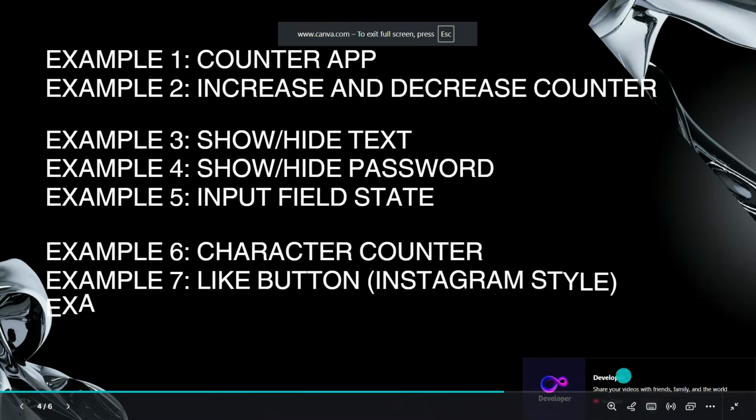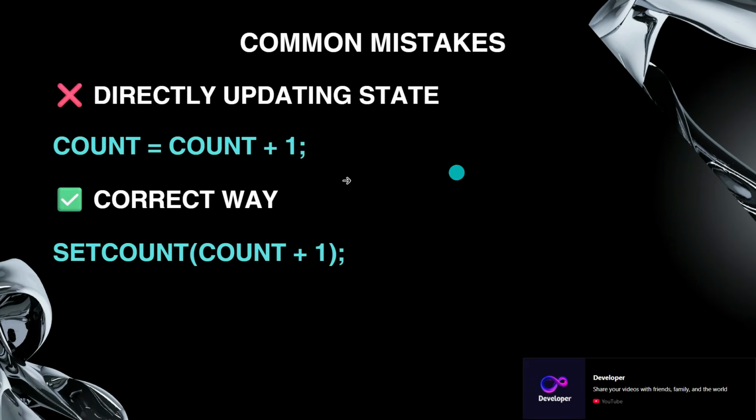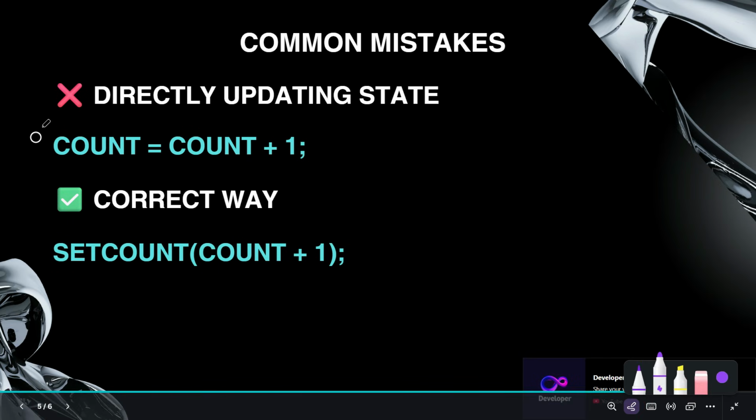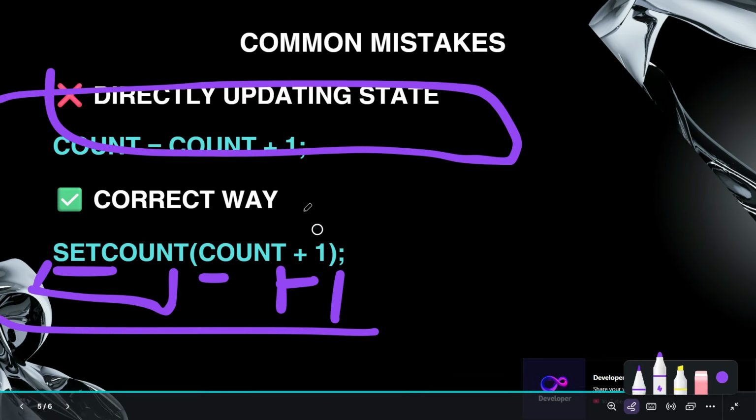Now you see the last thing, a common mistake here: directly updating state, count plus 1. It is wrong. Okay, this process is wrong, but the correct way is you have to setCount with an updater function that updates your current state value, then count plus 1. Got it? Okay, so it is all about useState in React.